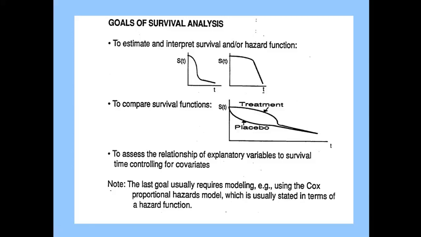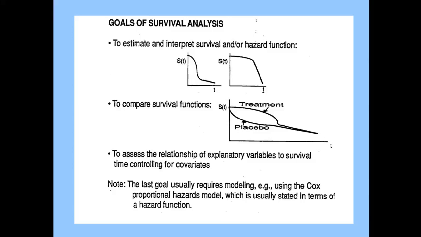Now, the goals are to either estimate a survival or hazard function, or to compare survival functions, or, more generally, as I've stated here, to assess the relationship of explanatory variables to survival time controlling for covariates. You see this statement? What is this sort of another way of saying? Assess the relationship of explanatory variables. What do we mean by explanatory variables? Well, one could be an exposure variable. Another could be a confounder. Another could be a product term.